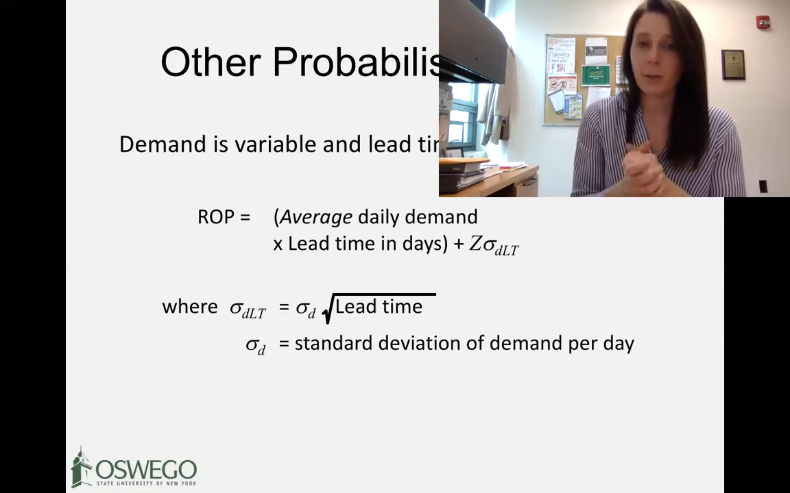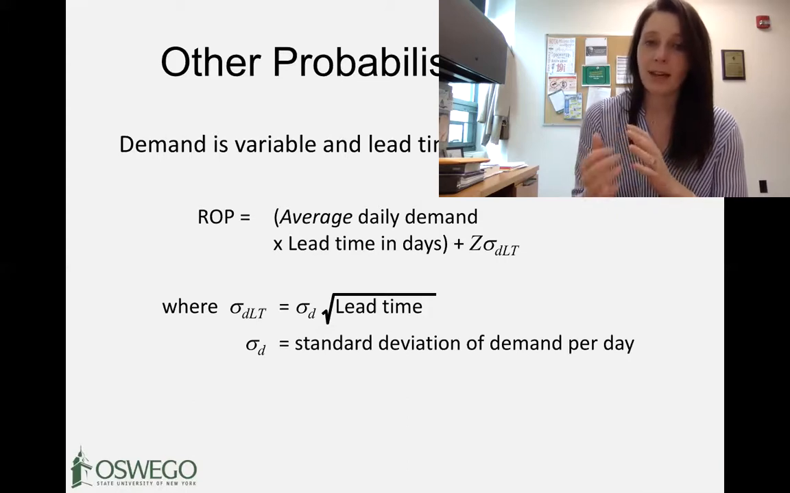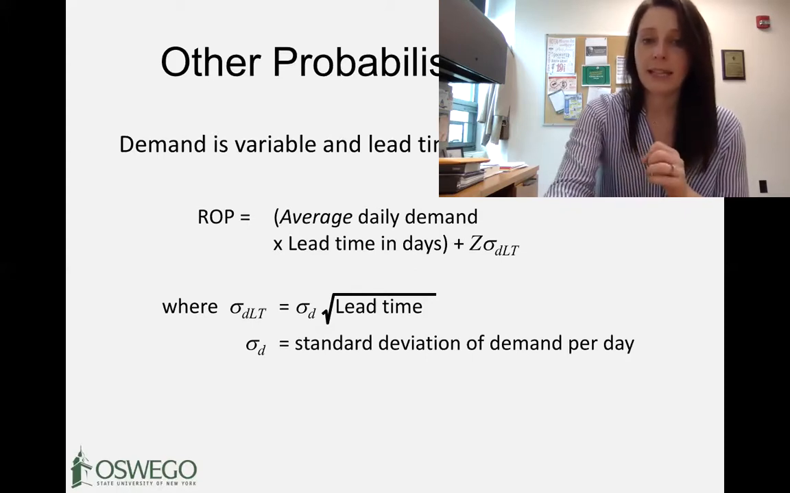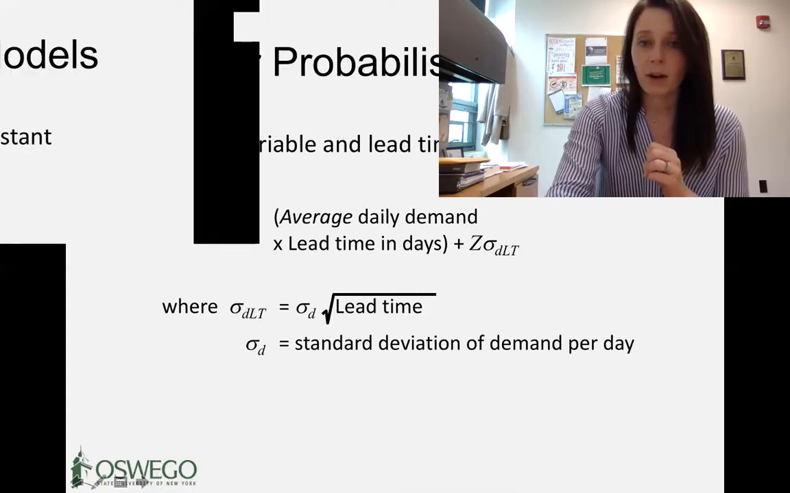So now your reorder point is going to be your average daily demand times your lead time in days. And then you're going to add on your z-value times your standard deviation of demand during lead time. And in this case, we're going to determine our standard deviation of demand during lead time is going to be our standard deviation of demand per day multiplied by the square root of our lead time.